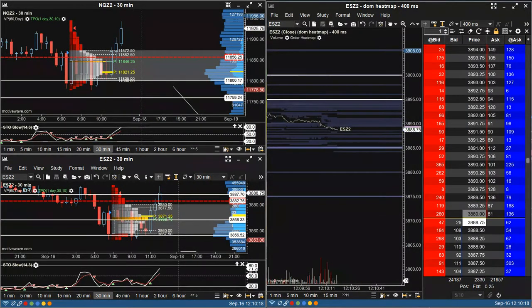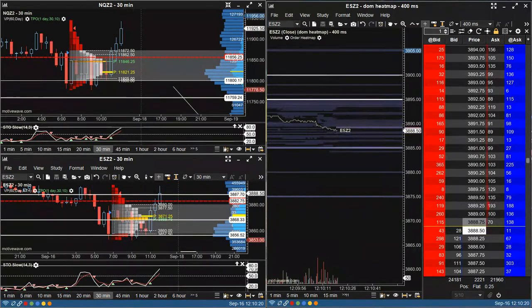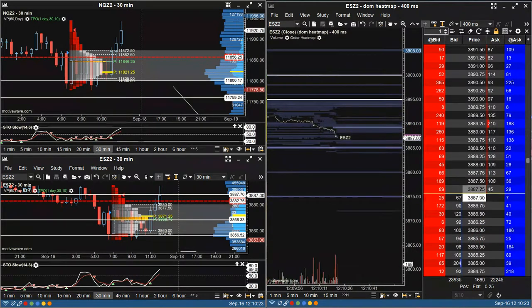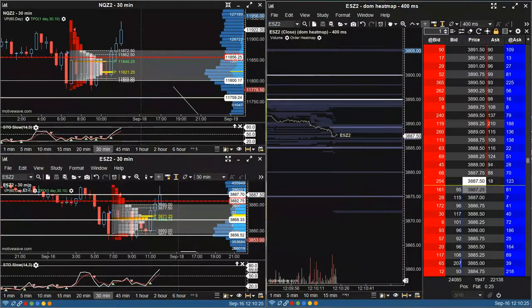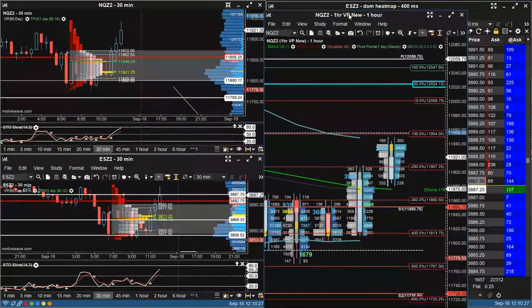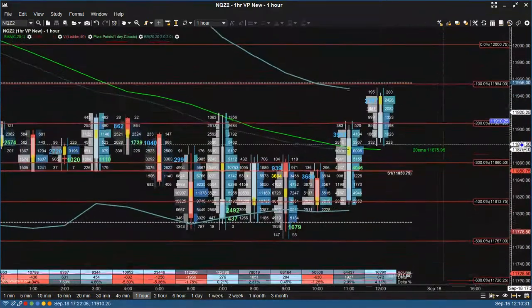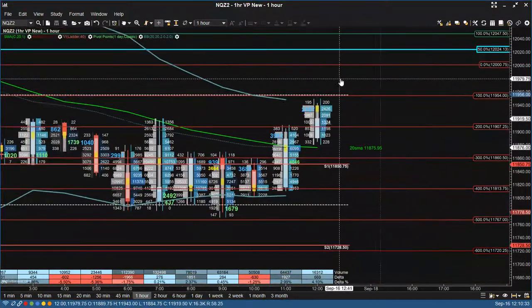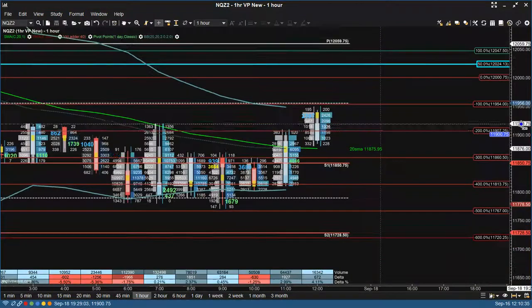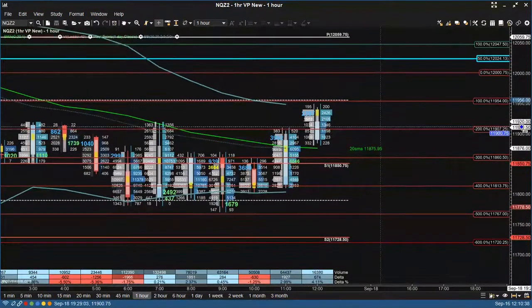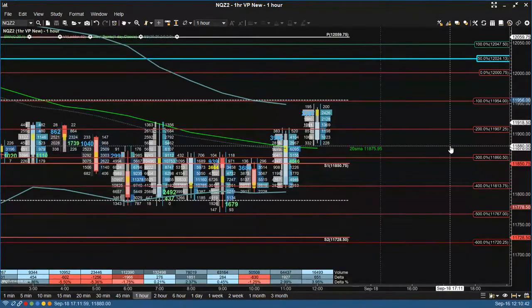To get to Dylan's question, will you go into more detail about the levels you trade off of? Okay. Well, I'll throw in the hourly footprint, because that's what I use the most to locate trades, really.